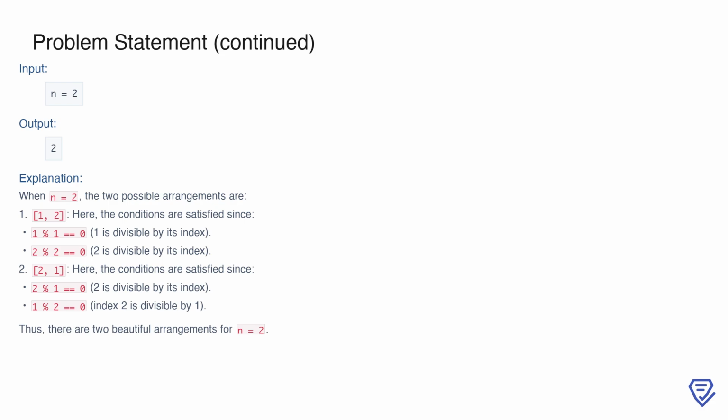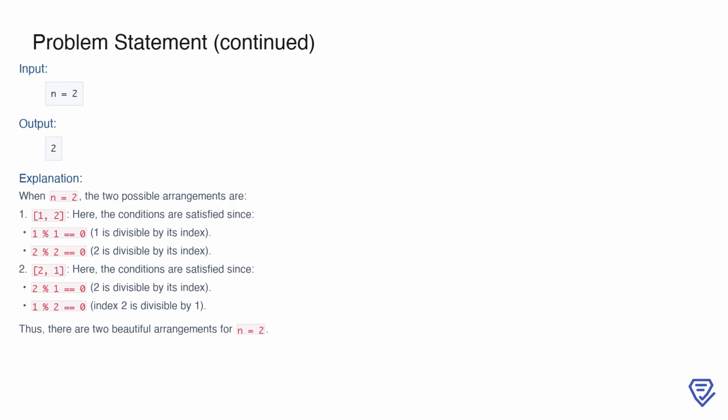The two possible arrangements of numbers from 1 to 2 are [1, 2] and [2, 1]. Both of these arrangements satisfy the conditions for a beautiful arrangement. In [1, 2], the first number, 1, is divisible by its index, and the second number, 2, is also divisible by its index. Similarly, in [2, 1], the first number, 2, is divisible by its index, and the second index, 2, is divisible by the number at that position, which is 1. Since both arrangements meet the criteria, the output for n equals 2 is 2, meaning there are two beautiful arrangements in this case.